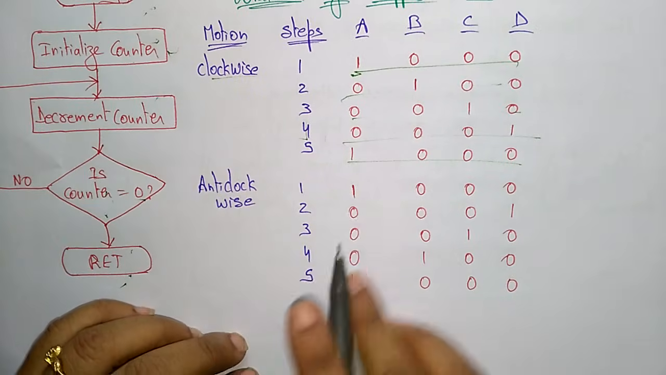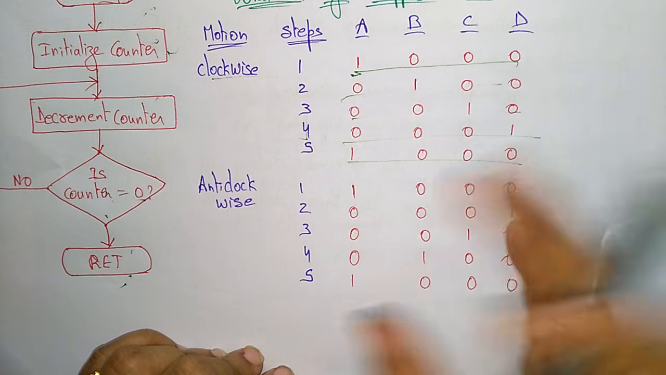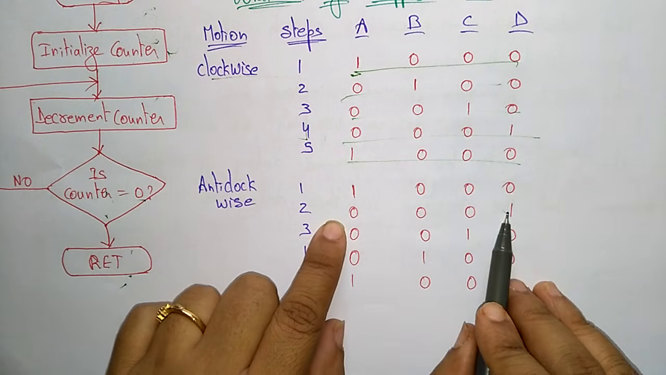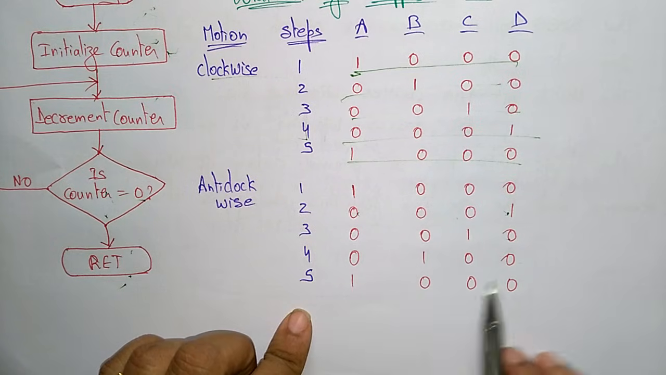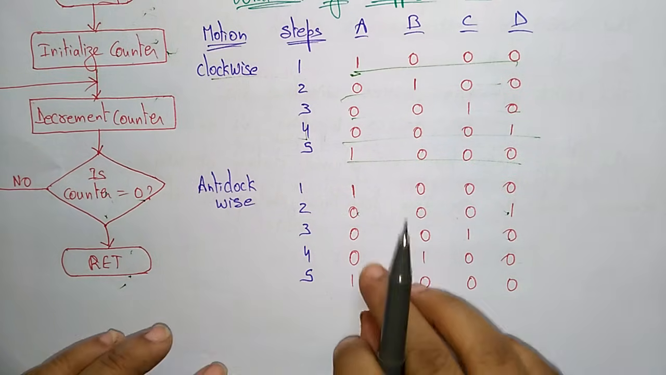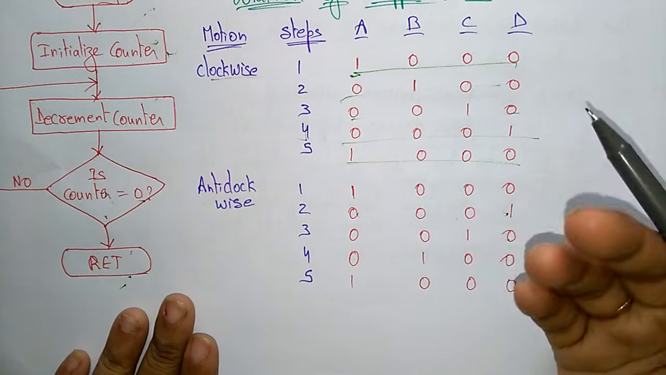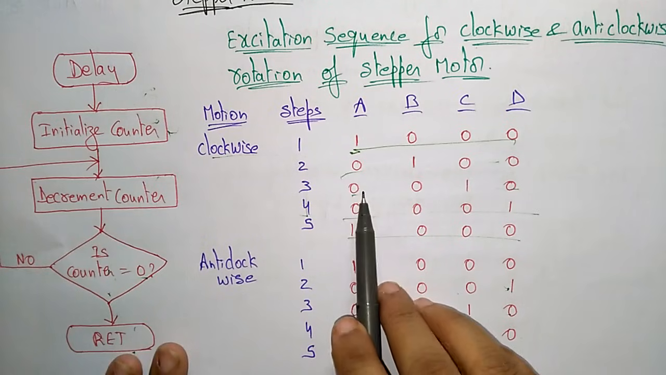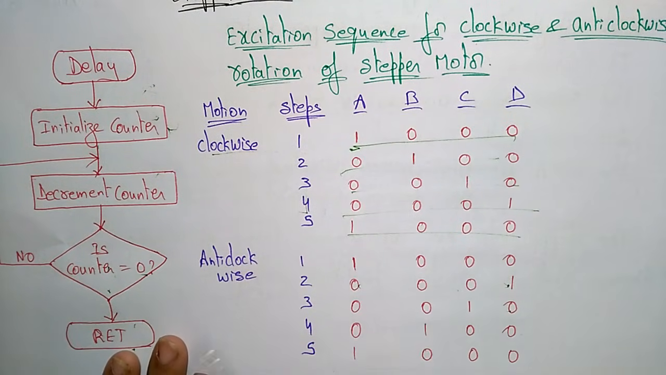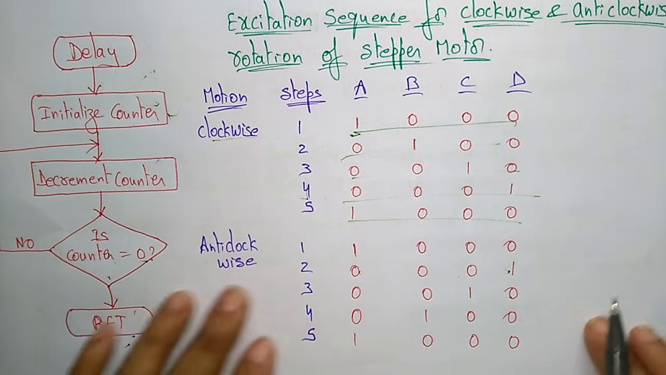And in anti-clockwise, it will be the reverse. So 1 0 0 0, 0 1 0 0, 0 0 1 0, 0 0 0 1. So this is the reverse and this is the forward, clockwise and anti-clockwise. So this is the excitation sequence for clockwise and anti-clockwise rotation of a stepper motor.